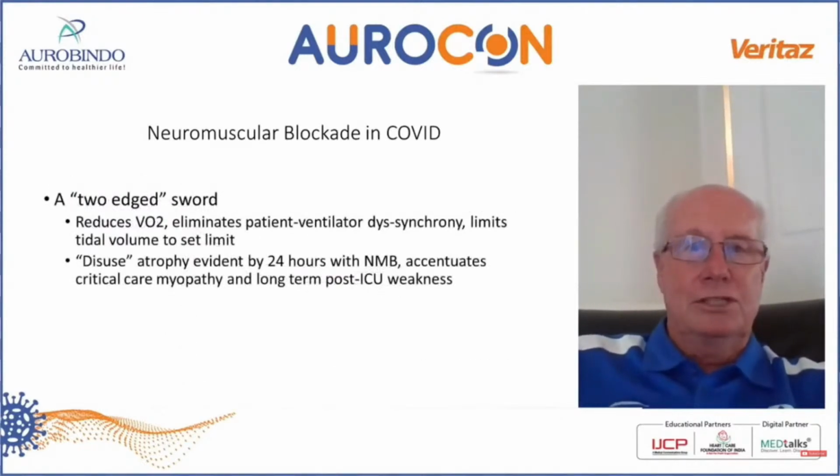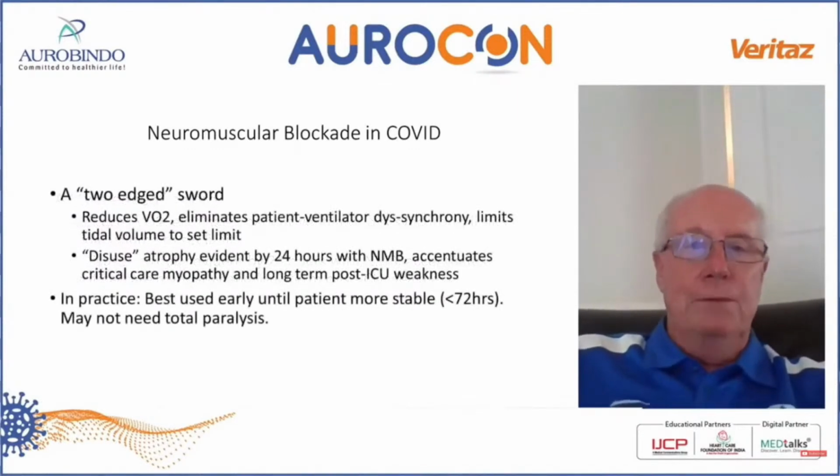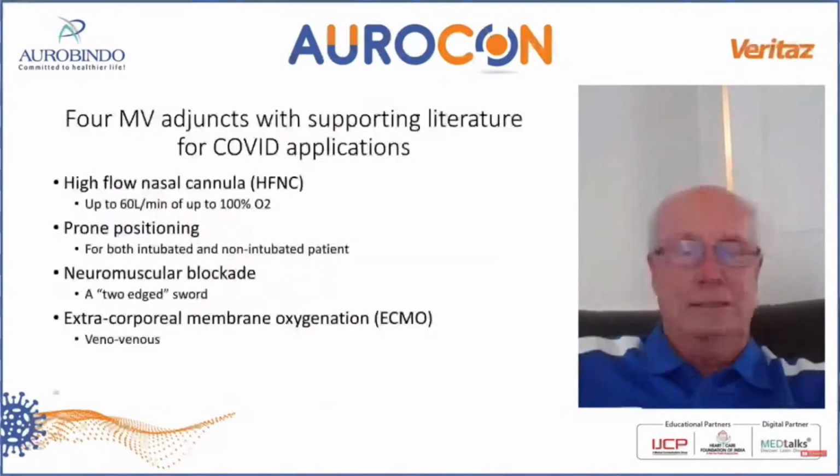It does reduce oxygen consumption, it improves dyssynchrony, and it limits tidal volumes. The downside is disuse atrophy, which can increase and accentuate critical care myopathy and post-ICU weakness. Next slide. In practice, as I say, with conflicting clinical trials, my own advice is to use it early until the patient is more stable. Again, you may use paralysis, or neuromuscular blockade, I should say, to reduce oxygen consumption and ventilator dyssynchrony. Next slide.